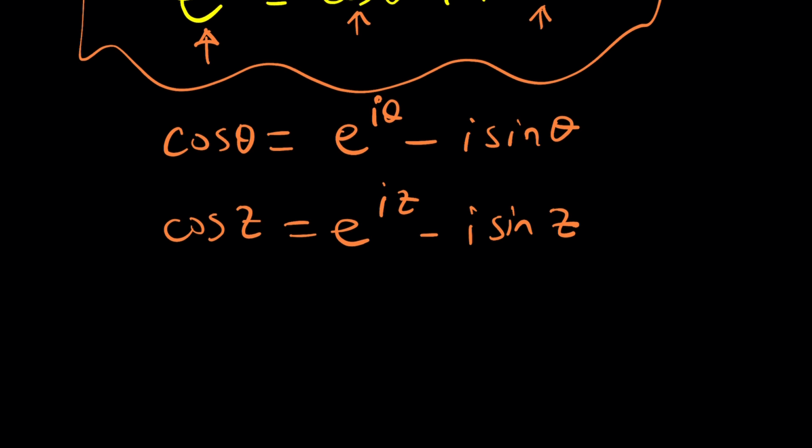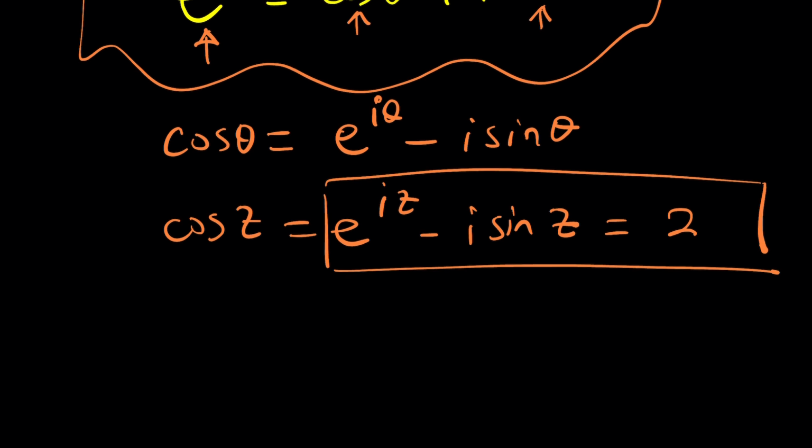But wait a minute. Can I just set it equal to 2 then, and from here solve for z? Yeah, you wish, right? That is just wishful thinking. Because you have trigonometry, you have exponential, you're kind of stuck. You can't really solve it. It's really hard.